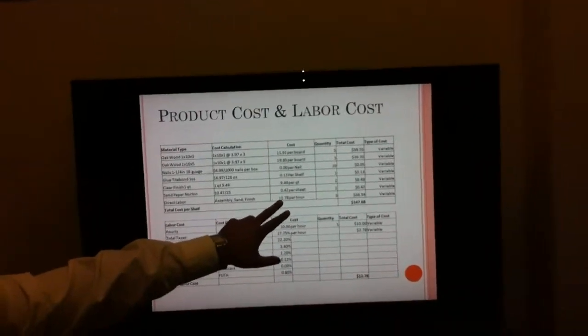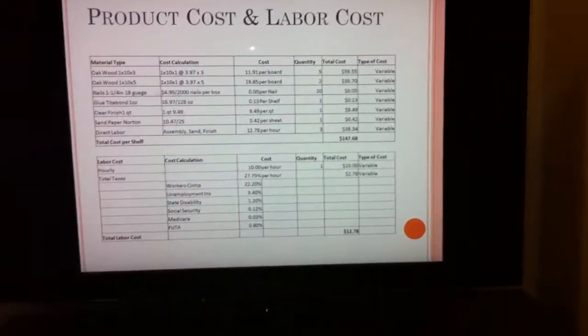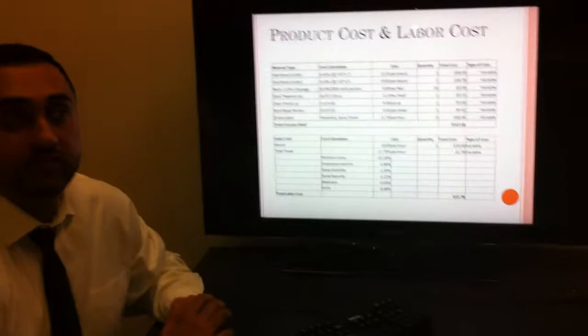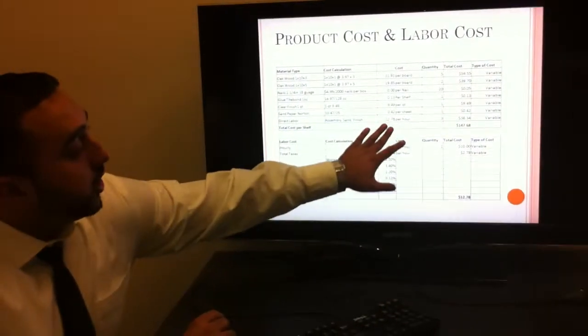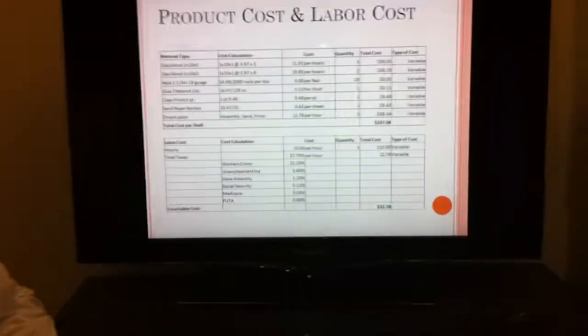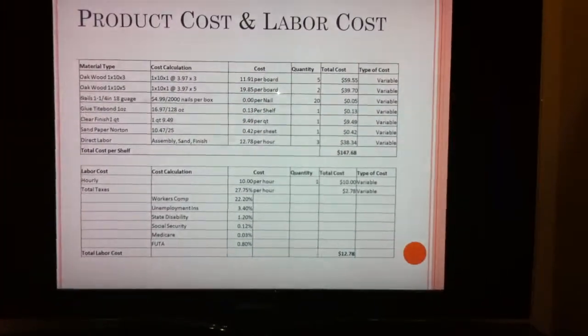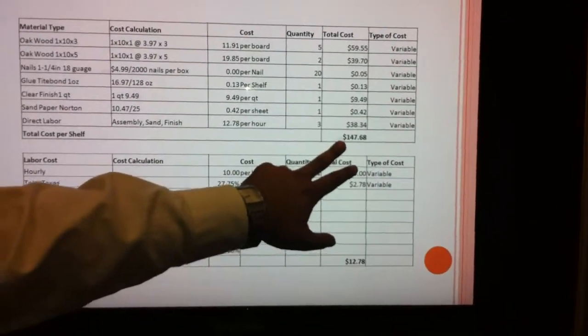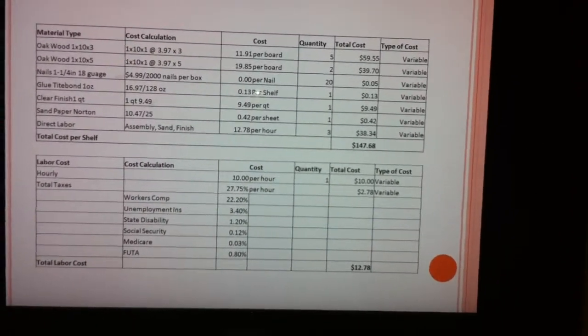Our direct labor is 3 hours to build a shelf, which includes assembling and finishing the product. Our cost per labor hour is $12.78, which brings our total cost per bookshelf to $147.68. So this is what it's going to cost us to create one bookshelf.